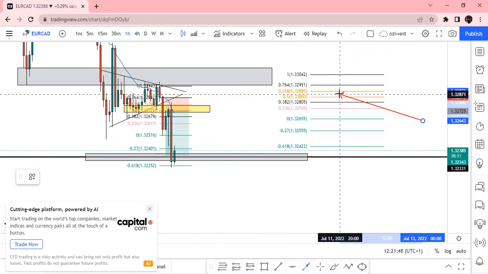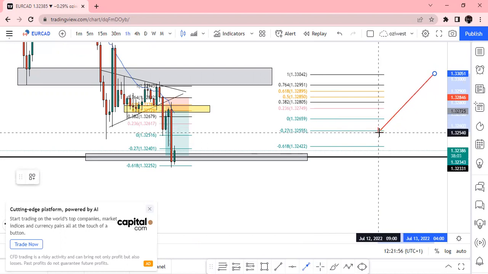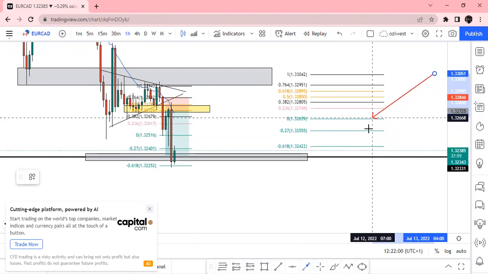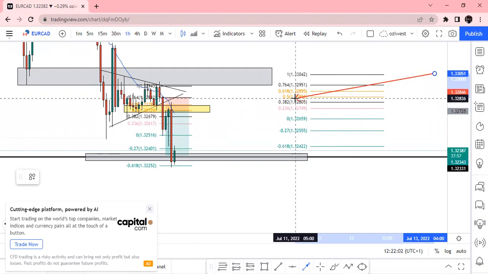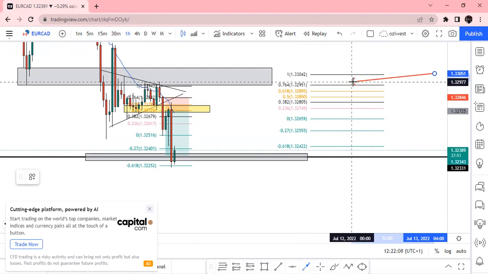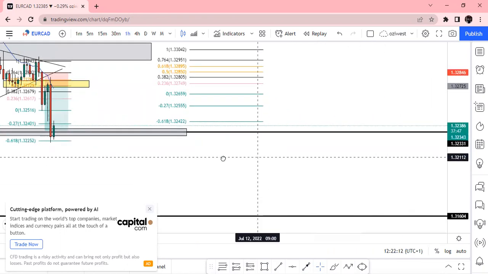In the golden zone I want to see rejections. So this here is my TP1, TP2, TP3 if I'm following the Fibonacci levels for my TP, and the 0.764 a little bit above it. That's where I place my stop loss. So if you don't know, now you know.